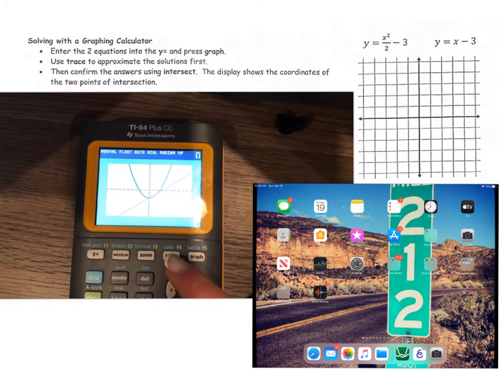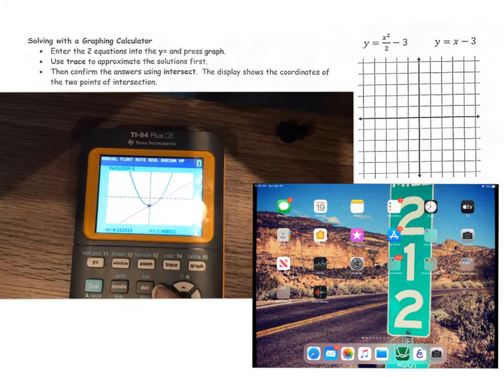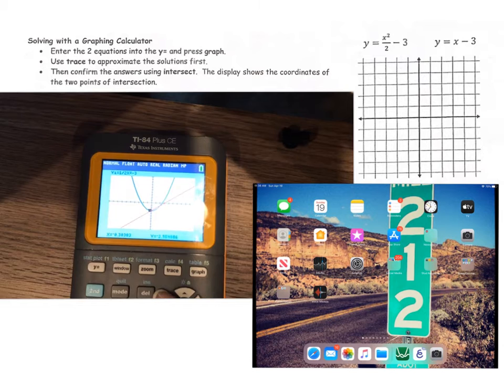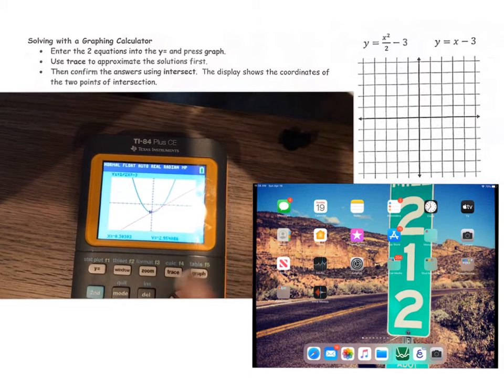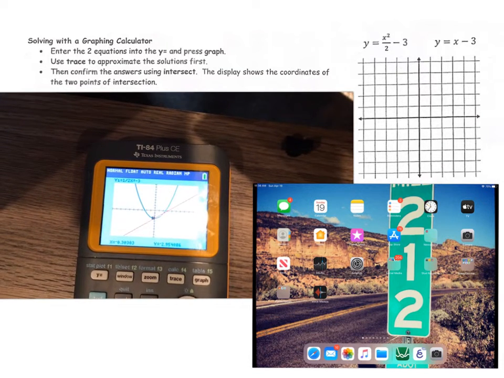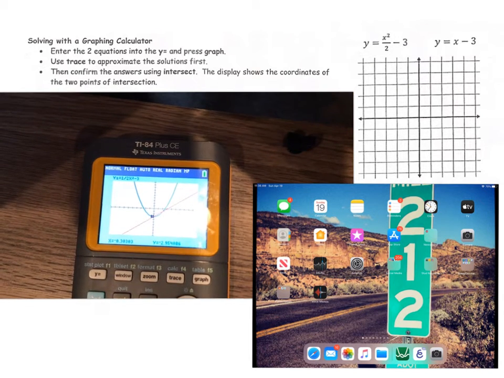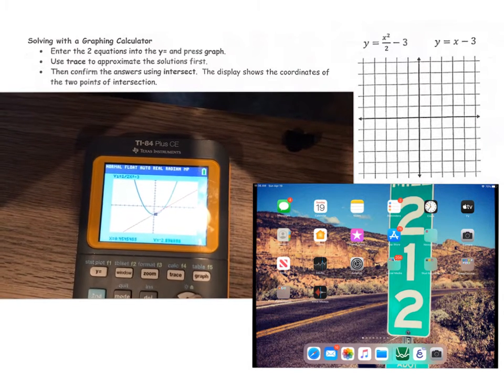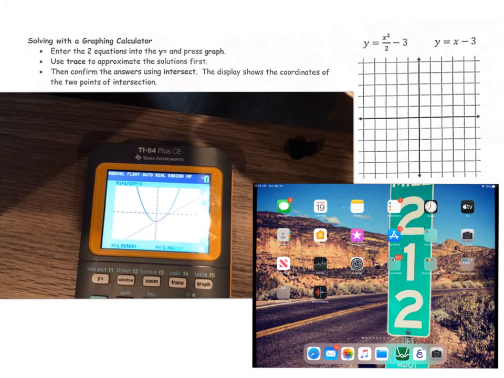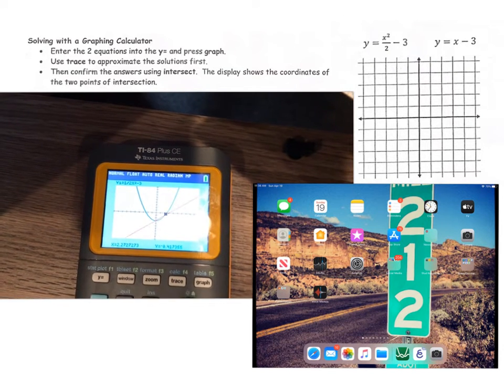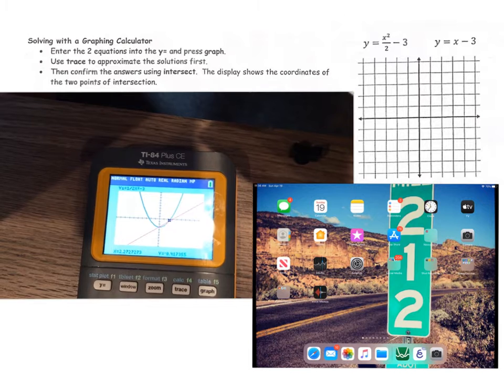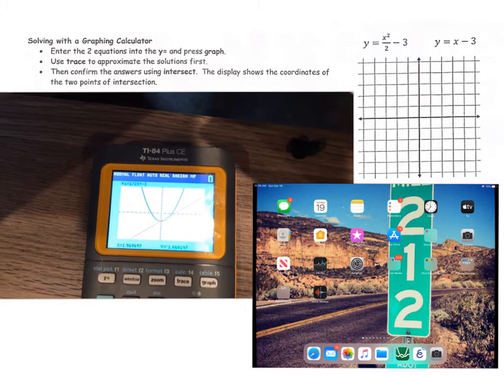If we hit the trace button, it will allow us to kind of trace and get close to about where it's at. So we can see it's somewhere right around that 0, -3. And if we come to this other one, okay, we're going to see that it's somewhere right around 2, -1.